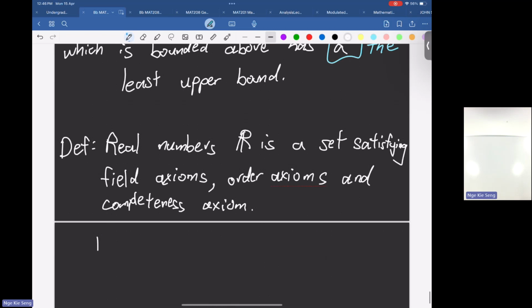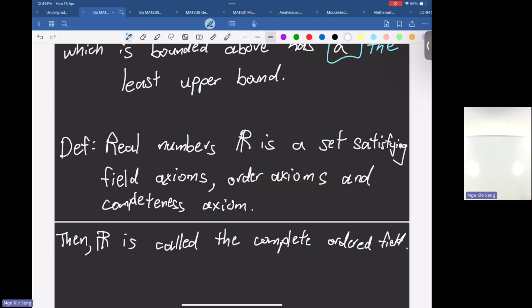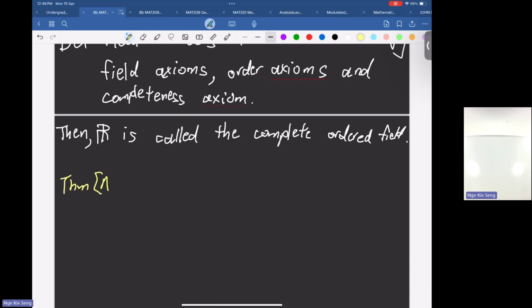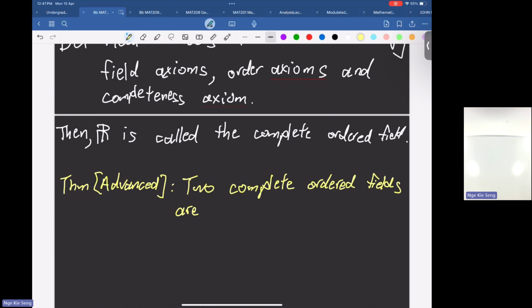And then this real number is actually what we call a complete ordered field. Okay. So real number is a complete ordered field. And there's an advanced theorem here. This is quite advanced. We won't prove it, but you can prove that any two complete ordered fields are isomorphic. Okay, so what does isomorphic mean here?